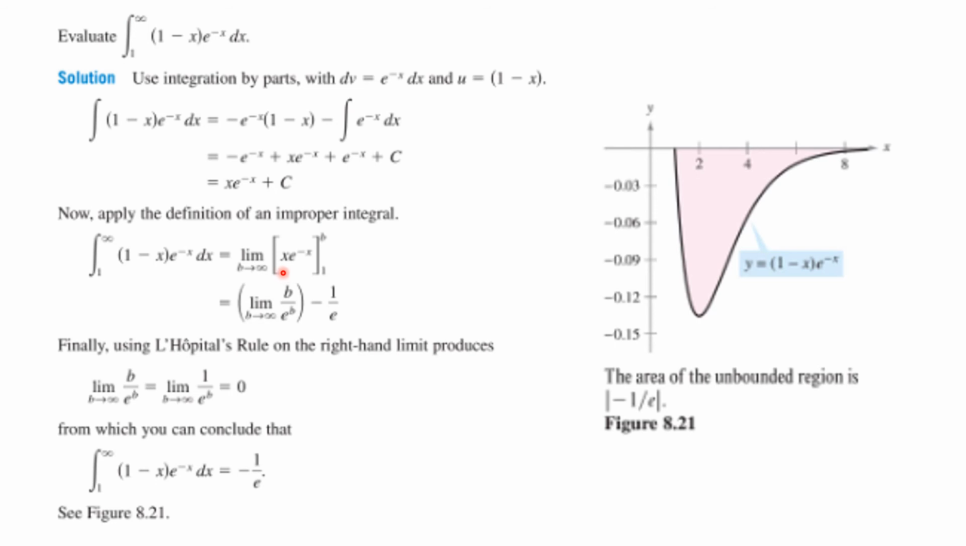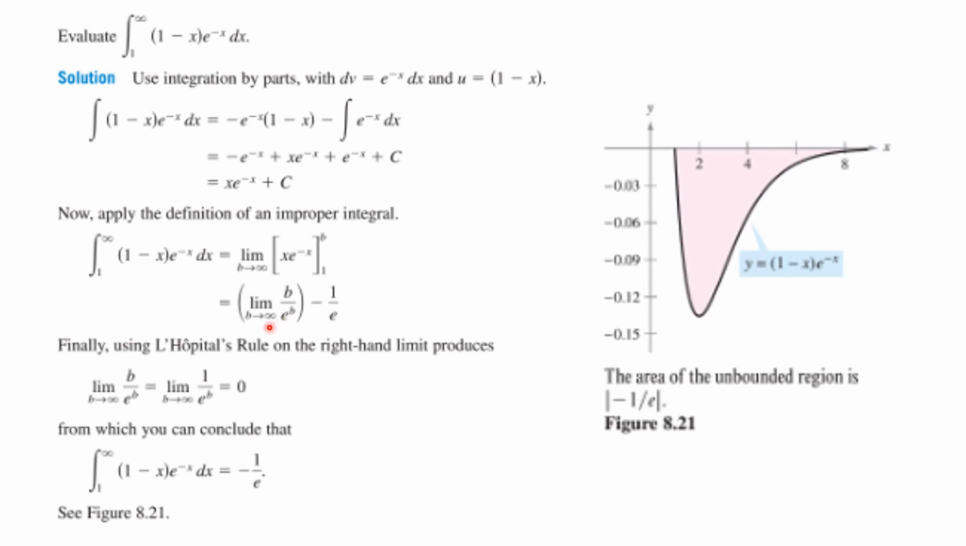And so what will happen is here you'll get uv minus the integral of v du, and I'm evaluating both at these points. But when I do that, I'm going to get the limit as b tends to infinity of b over e to the b. Now both of these tend to infinity, so that's where we have to use L'Hopital's rule.